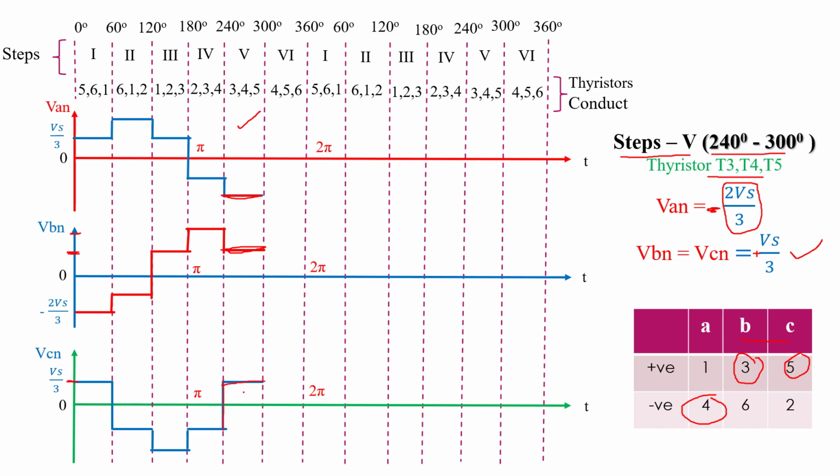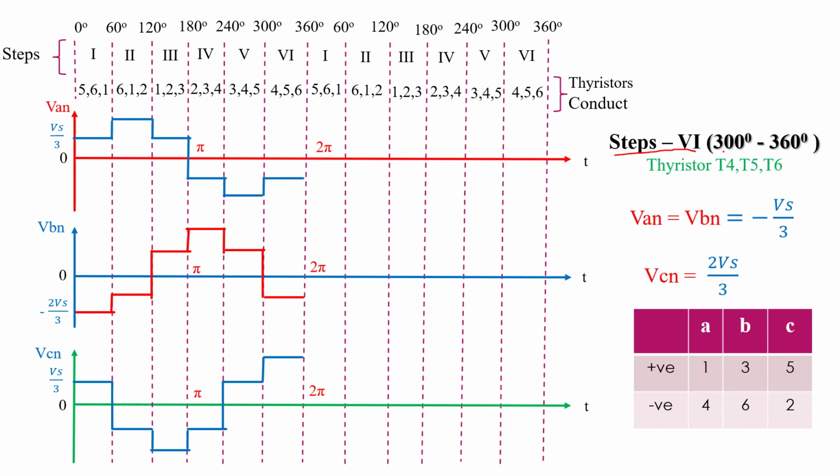Now similarly in step 6. Step 6 is from 300 to 360 degrees. Here the 4th, 5th and 6th thyristors start conducting simultaneously. So mark 4, 5 and 6. Here we see T4 and T6 thyristors are connected in parallel. So the voltage across phase A and phase B is Vs by 3. What about polarity? These two are negative group thyristors, so the polarity is negative.